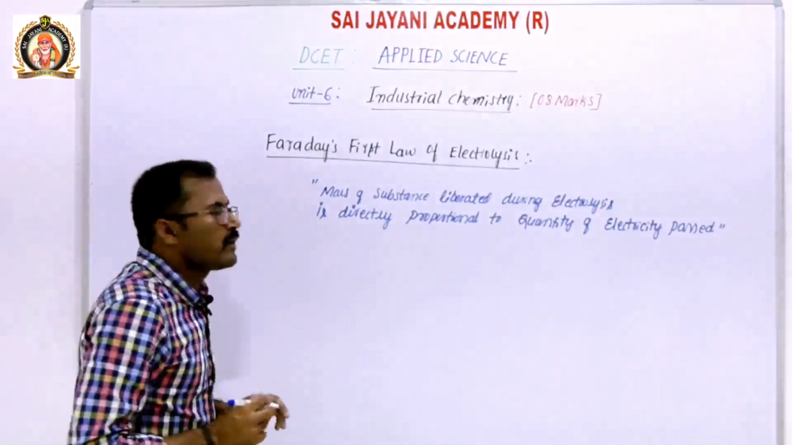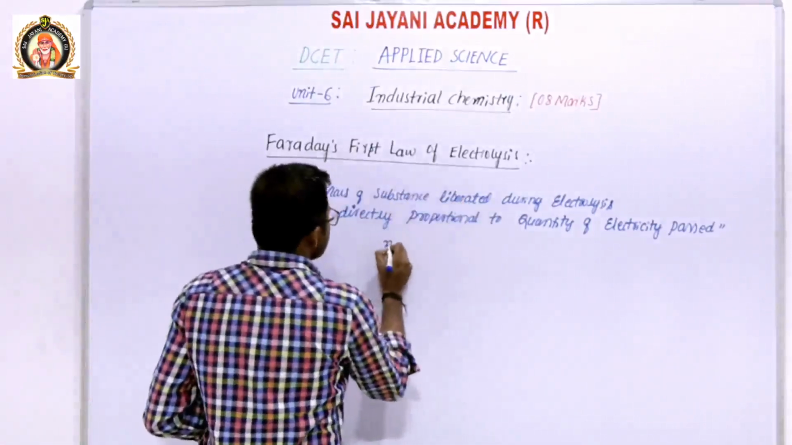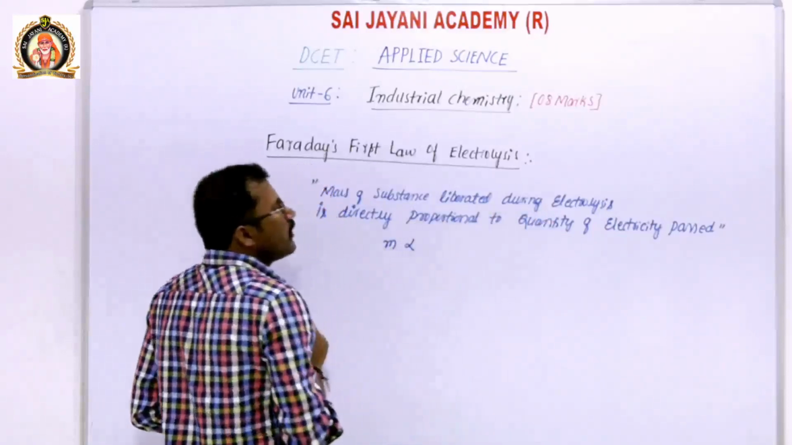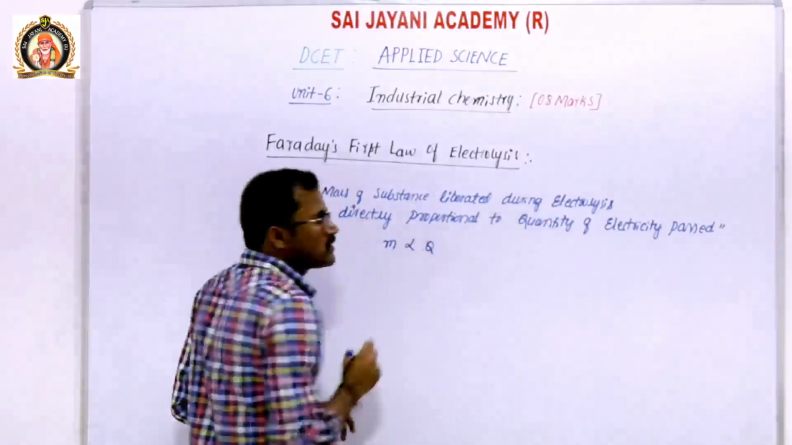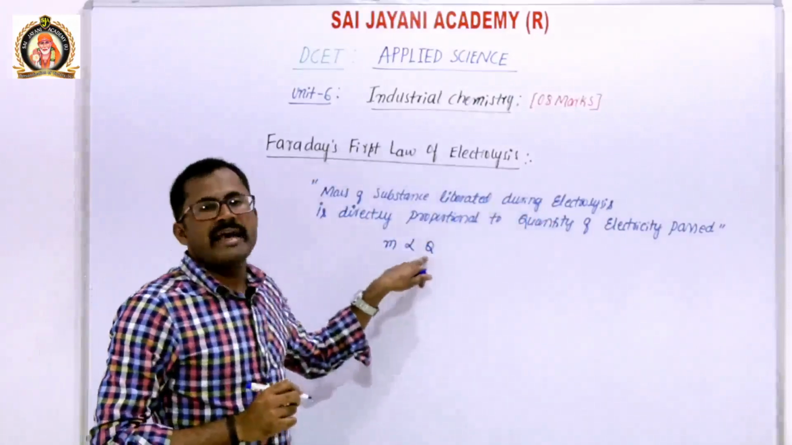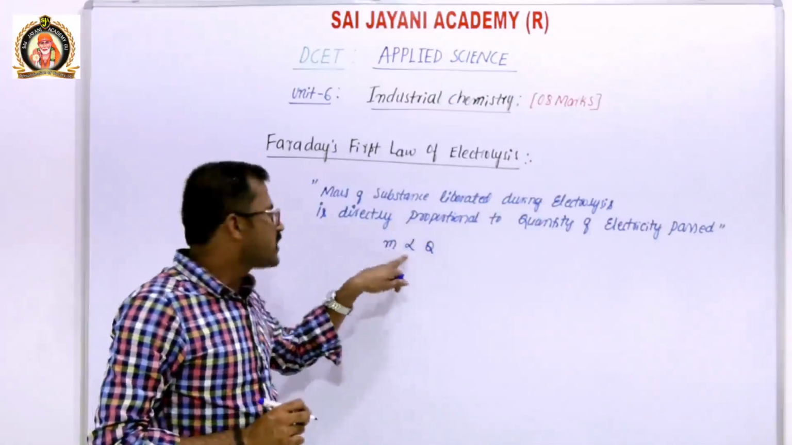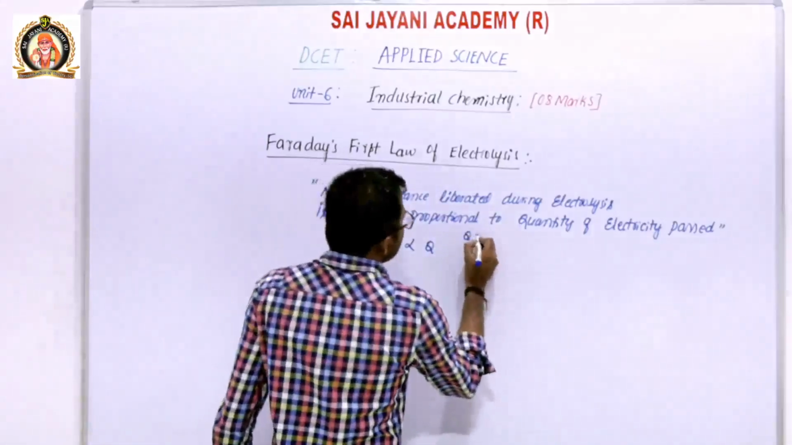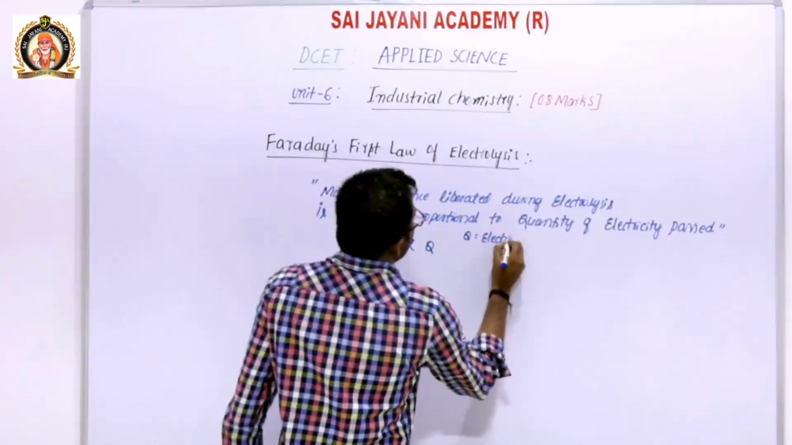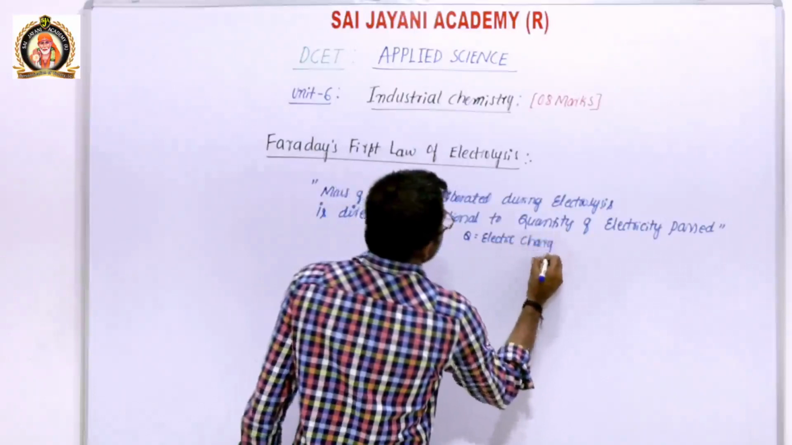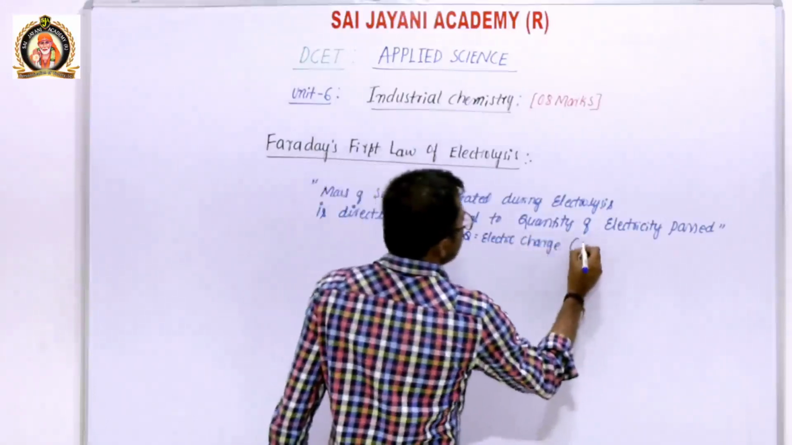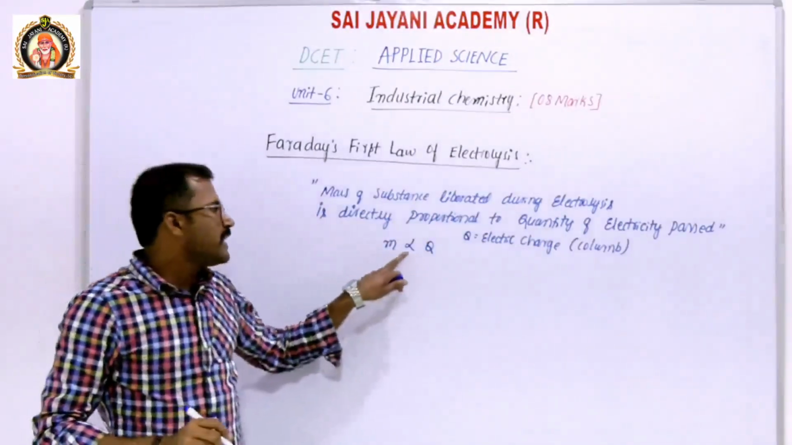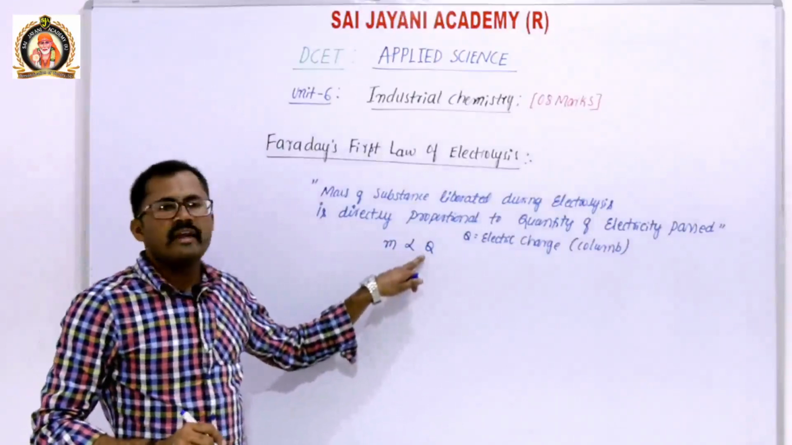By the statement we can write that the mass of a substance liberated during electrolysis is directly proportional to the quantity of electricity passed. Electricity means electrical charge. Q is the electrical charge. Mass of a substance is directly proportional to the electric charge, where Q is the electric charge. The unit of electric charge is coulomb.